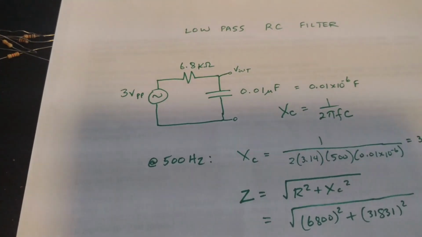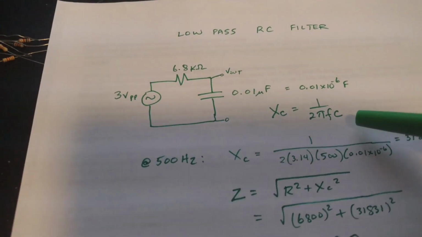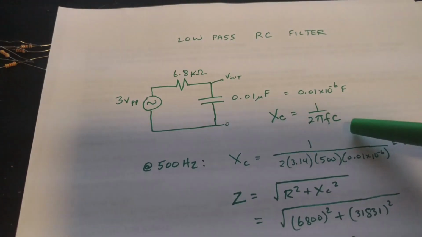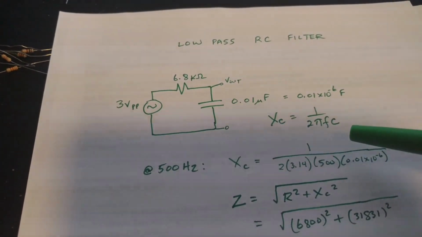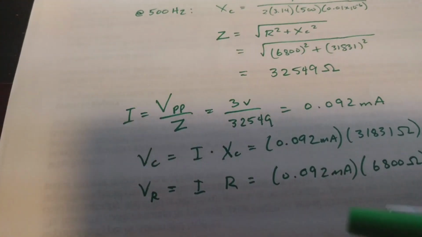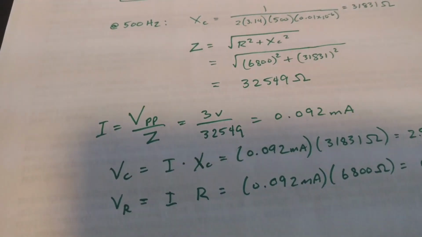If I were to recalculate this at much higher frequencies, you can see that based on the X sub C equation, since it's inversely proportional to the frequency, X sub C would become smaller at higher frequencies. So likewise, V sub C would also be smaller at higher frequencies.